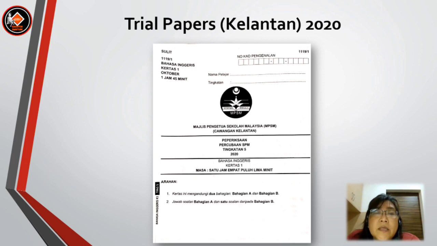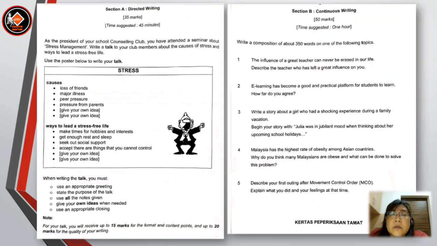Today I'll be discussing the trial papers from Kelantan for the year 2020. Okay, this is the first paper, which is paper 1 or 1119/1. This is the writing paper, and then you have two questions, section A directed writing and section B continuous writing.